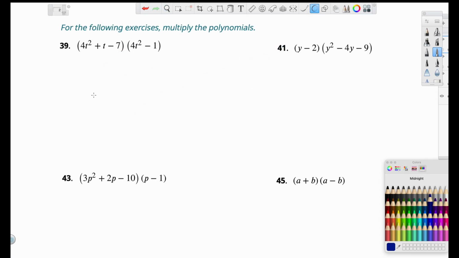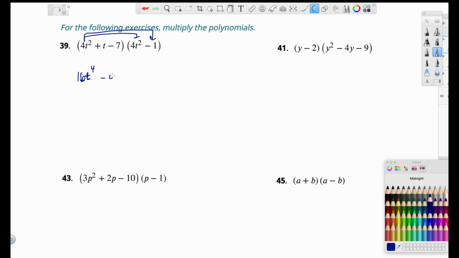Okay, I'll do a couple from here. Multiply the polynomials. We have a trinomial, 3 terms, times a binomial, 2 terms. We can't FOIL when we have a 3 and a 2, but we are still distributing each term. 4t squared times 4t squared, 16t to the 4th. Remember, we add our exponents, right? And now we do the next one, 4t squared times negative 1.